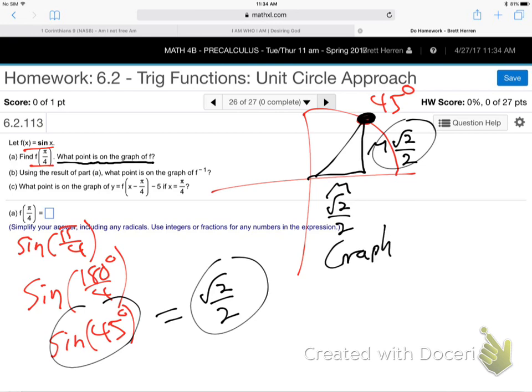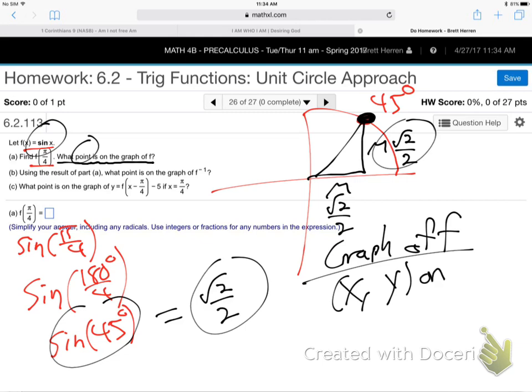Well, how do you do that? I'm not going to draw it or anything, but got to think about it. The graph of f. Now, what is f? Well, f is sine, right? So when they want a point on the graph of f, that means they want an x, y value on the graph of f. That's what a point on a graph means. An x, comma, y value. So how do we do that? Well, the x is what you plug into the function, right? It's f of x.